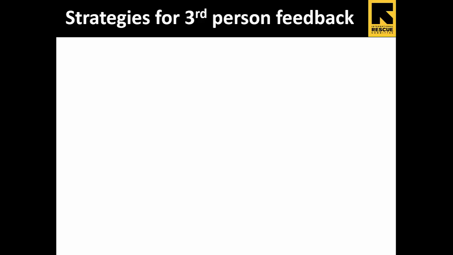Let's look at 5 strategies you can use when faced with third-party feedback. Strategy number 1, evaluate your information source. When you receive information about one of your direct reports from someone else, you need to make sure the information is accurate before you can give feedback.